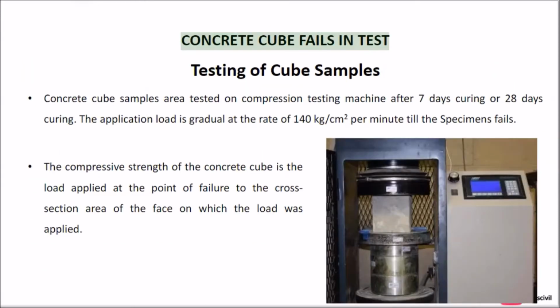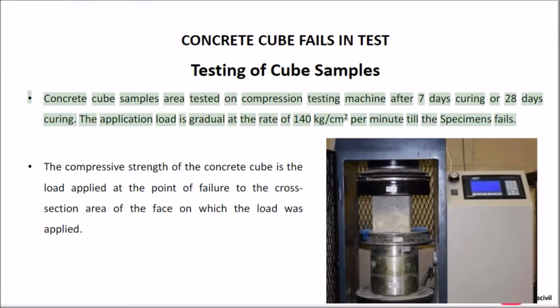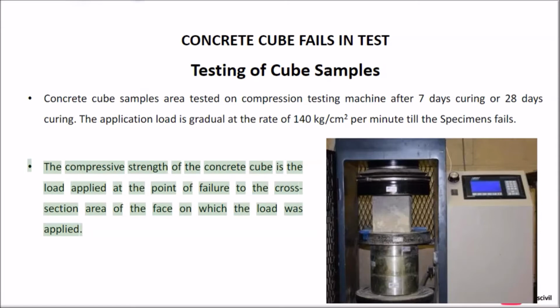Concrete cube fails in test. Testing of cube samples. Concrete cube samples are tested on a compression testing machine after 7 days curing or 28 days curing. The load is applied gradually at the rate of 140 kg/cm2 per minute till the specimen fails. The compressive strength of the concrete cube is the load applied at the point of failure divided by the cross-section area of the face on which the load was applied.